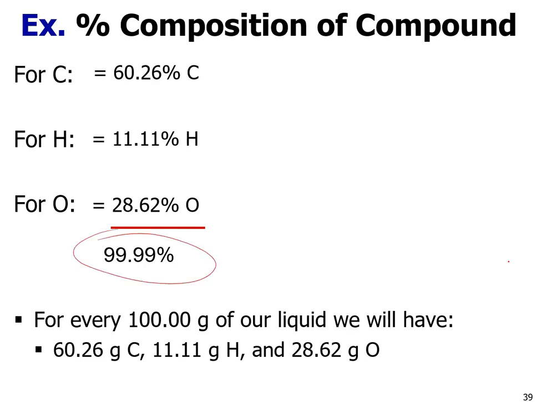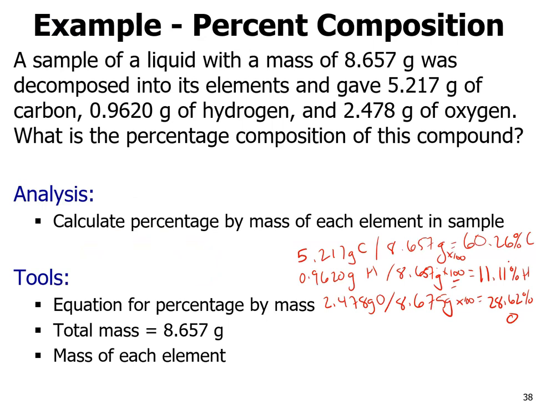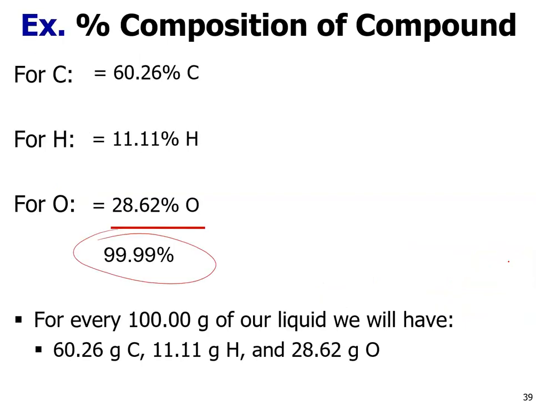That should make sense. The other thing that we can do with this is if we, for example, have 100 grams of liquid. In the last question, we had 8.657 grams. But let's just say if we had 100 grams of liquid, then we would have the same number as a percentage. We'd have 60.26 grams of carbon, 11.11 grams of hydrogen, 28.62 grams of oxygen.